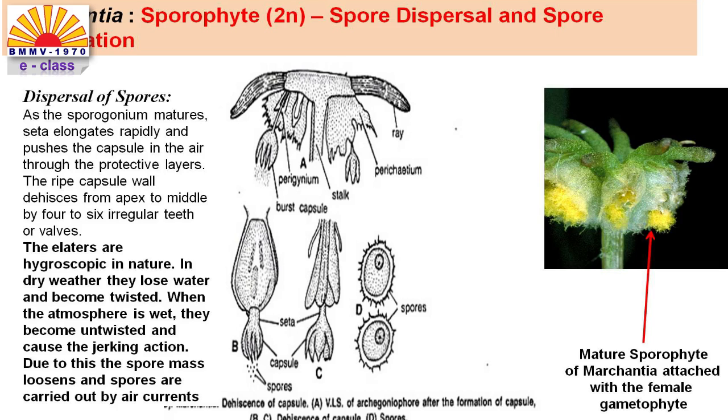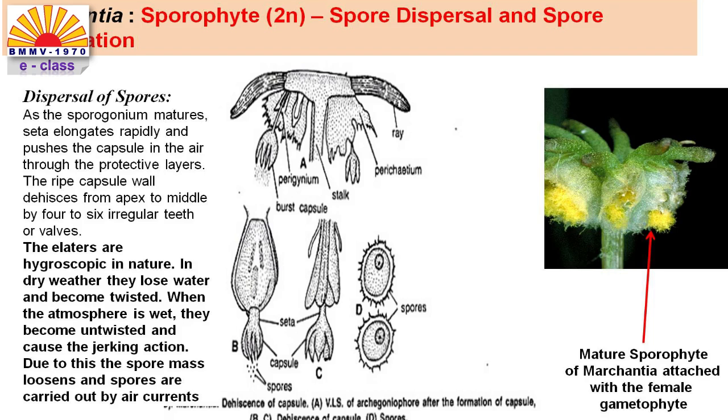Here the role of elaters is noticed. The elaters are hygroscopic in nature. In dry weather, they lose water and become twisted. When the atmosphere is wet, they become untwisted and cause the jerking action. Due to this, the spore mass loosens and spores are carried out by air currents. Elaters are very important for the spore dispersal mechanism in Marchantia sporophyte.